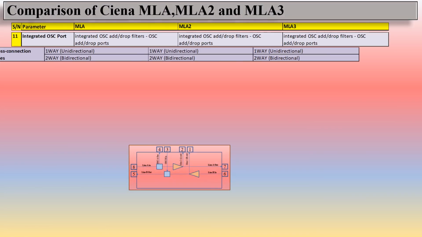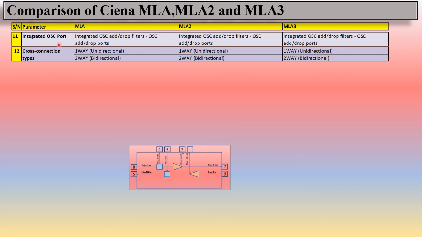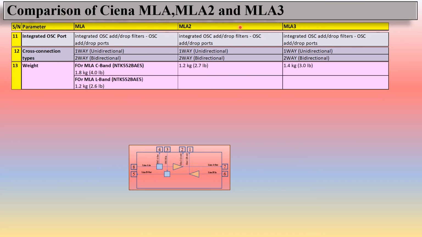So there are some other parameters. Integrated OSC ports: the integrated OSC add-through filter, OSC add-through ports, is available in MLA, MLA2 and MLA3. Cross connection type: there is again a similarity, one-way unidirectional and two-way bidirectional. This functionality is available in all of MLA, MLA2 and MLA3.